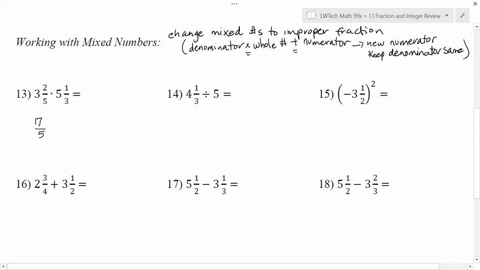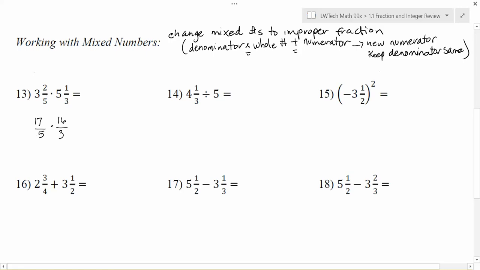All right, so let's walk through that. Let's try that here with this one. 5 1/3, we're going to do 3 times 5 gives me 15, plus one more there gives me 16, and then I keep the denominator the same, so I have 16/3. Now, in this particular example, what we want to do is this multiplication. So now that it's a fraction, we multiply across the top, we multiply across the bottom, and reduce our answer if we can.